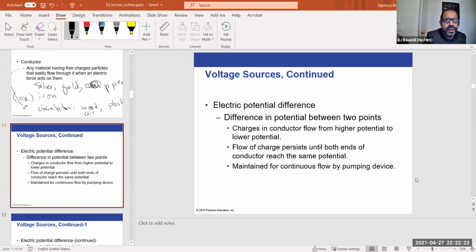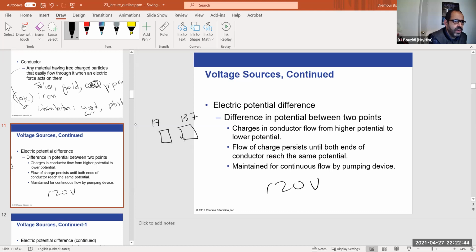So the difference in potential is really what matters, just like the difference in pressure. When they tell you the power company gives you 120 volts, what they are saying is that there are two ends where you plug the device, and the difference between them is 120 volts. This one could be 17 volts, and this one could be 137 volts, so that when you subtract the two, it's 120 volts.